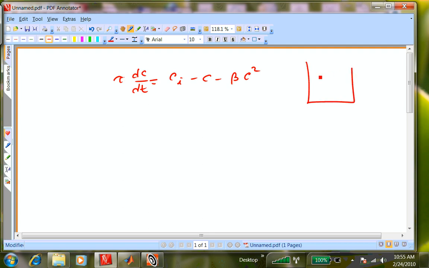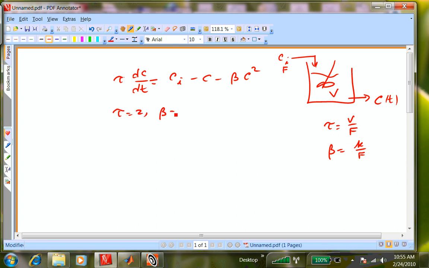Okay. Now this is a stirred tank reactor. C of t is the concentration of the reactant, and ci is the inlet concentration, and tau is V over F. V is the volume of the tank, F is the flow rate, okay. And beta is the rate constant, which is going to be equal to k divided by F, some constant. So in this particular problem, just to fix ideas, let's take tau equal to 2, beta equal to 2. And initially, the ci, the inlet concentration, is 0.5. These are the numbers that we are going to deal with.